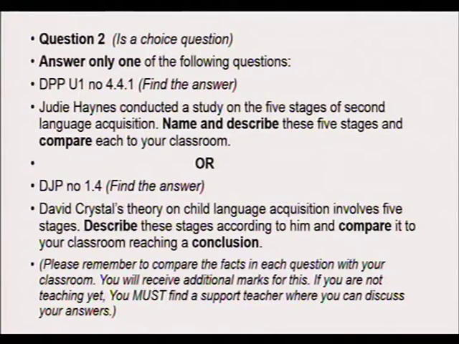Or, the second part of the choice question, in the DJP study guide number 1.4, you must find the answer. David Crystal's theory on child language acquisition involves 5 stages. Describe these 5 stages according to him. Again, only the description. Compare it to your classroom and reach a conclusion.